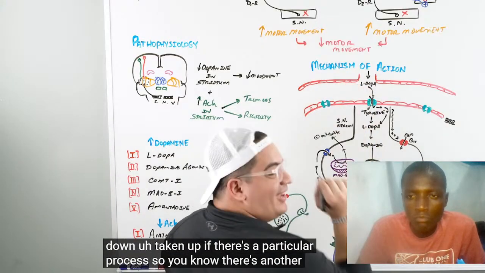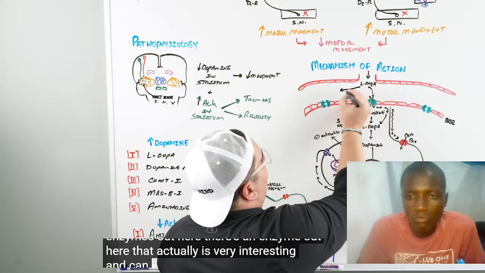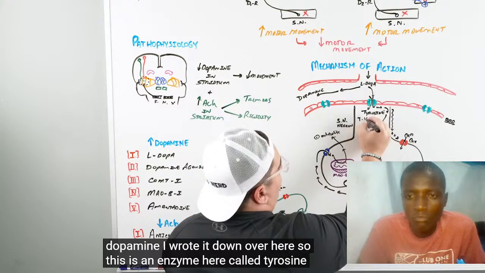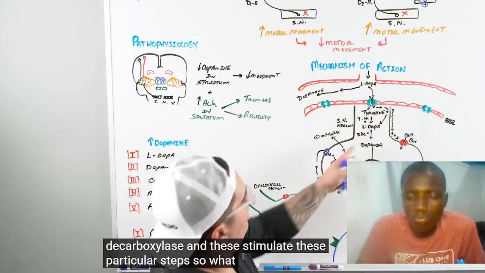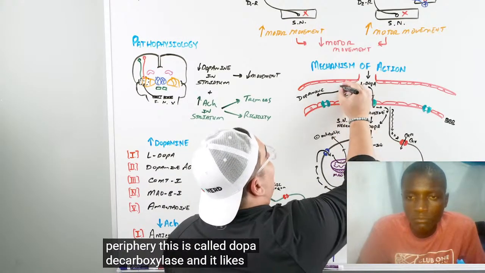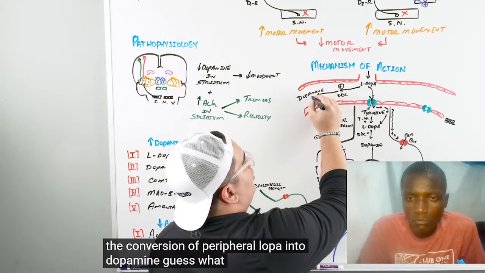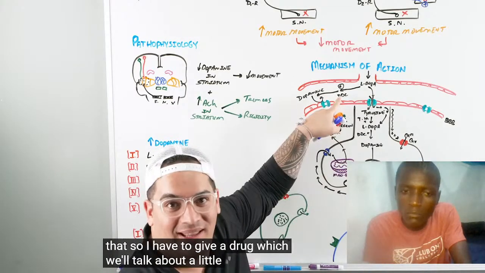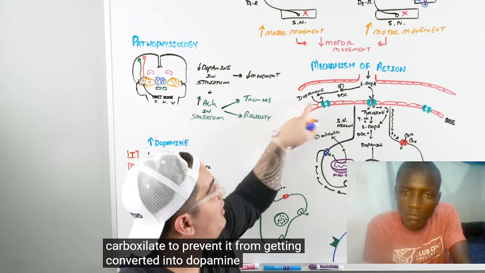So you know there's another enzyme out here? There's an enzyme out here that actually is very interesting and can convert L-DOPA into dopamine. I wrote it down over here. So there's an enzyme here called tyrosine hydroxylase. This one's called dopa decarboxylase, and these stimulate these particular steps. So what do you think this enzyme is? It's just in the periphery. This is called dopa decarboxylase, and it likes to stimulate the conversion of peripheral L-DOPA into dopamine. Guess what? Dopamine can't be taken up across the blood-brain barrier, so I can't utilize that. So I have to give a drug, which we'll talk about a little bit later, to actually inhibit the dopa decarboxylase to prevent it from getting converted into dopamine so that it... Oh, okay.